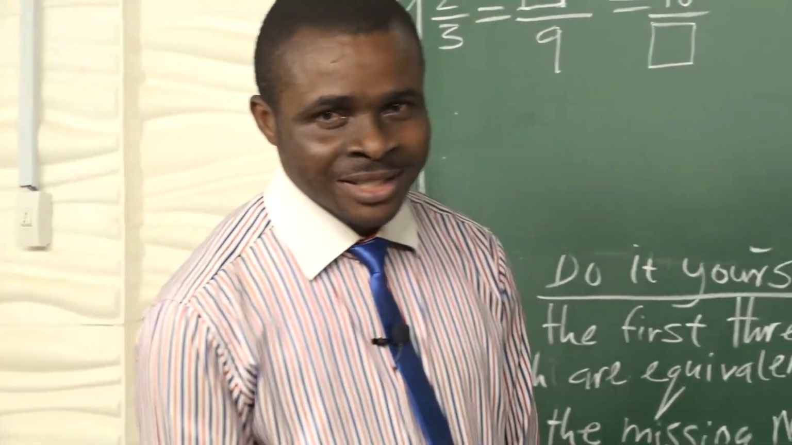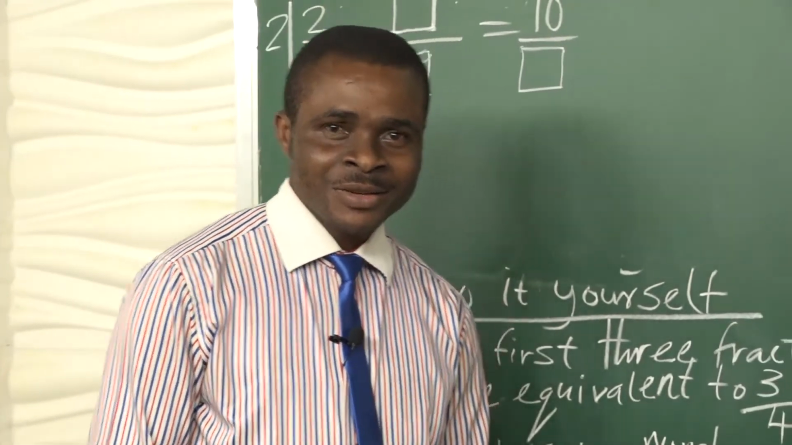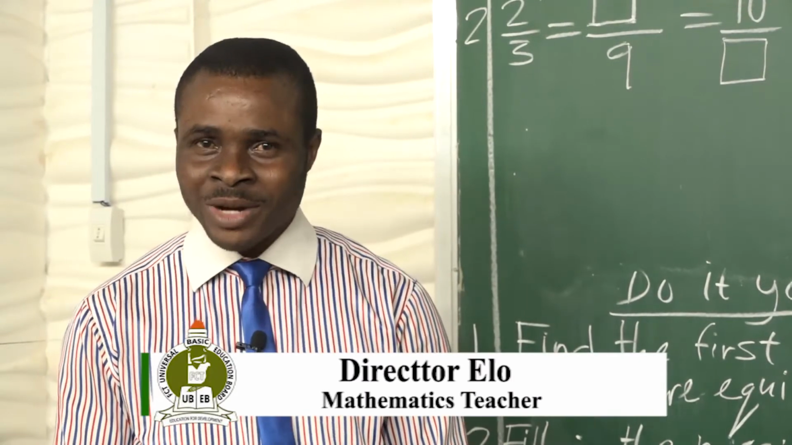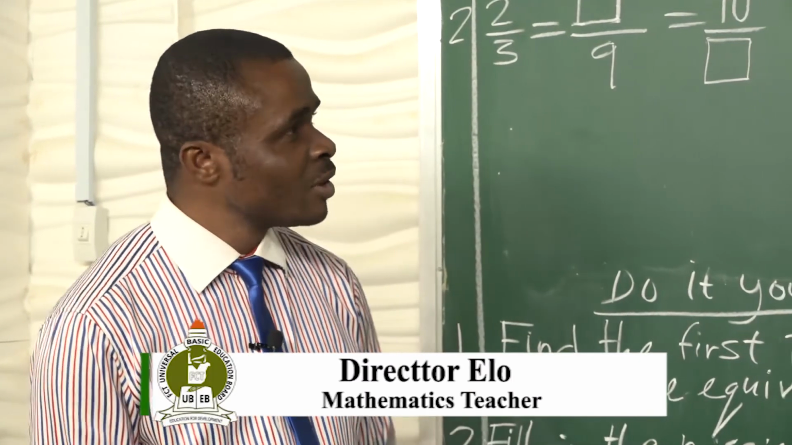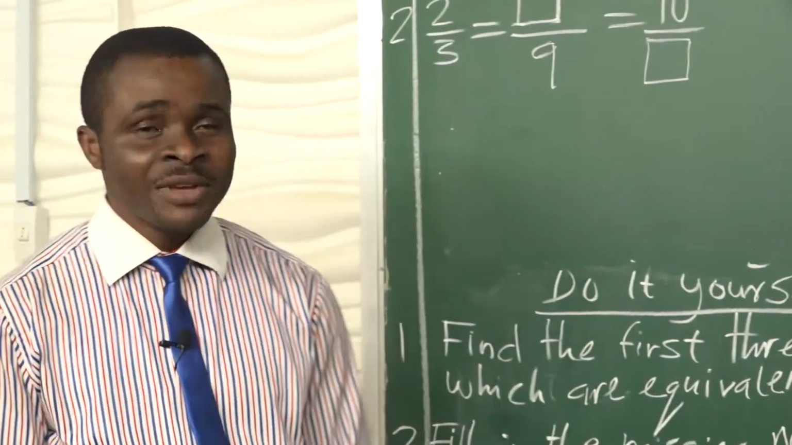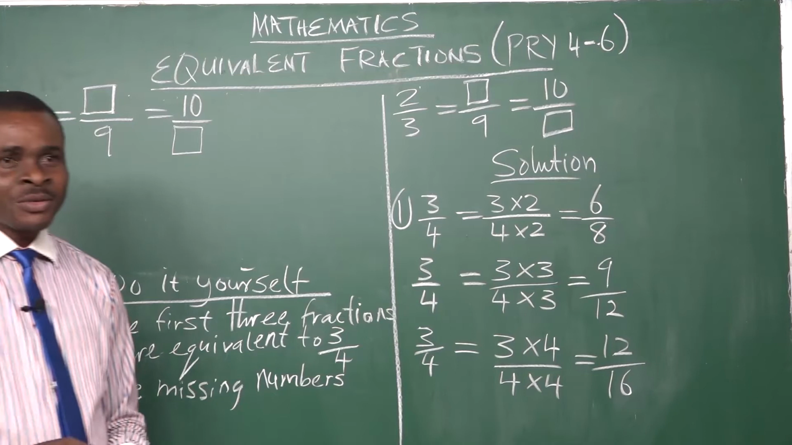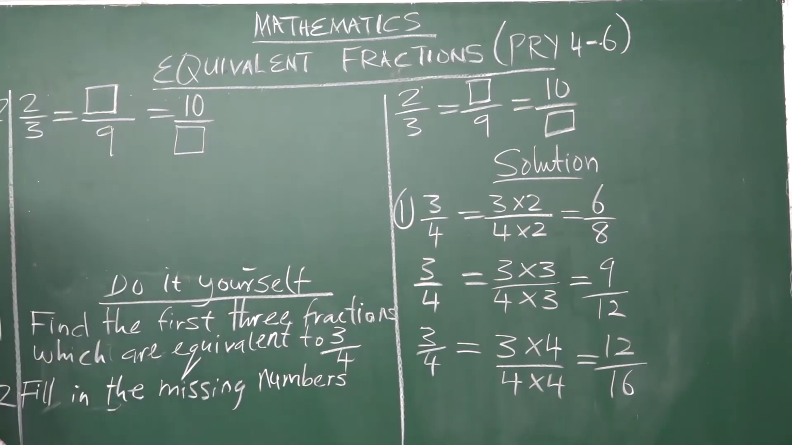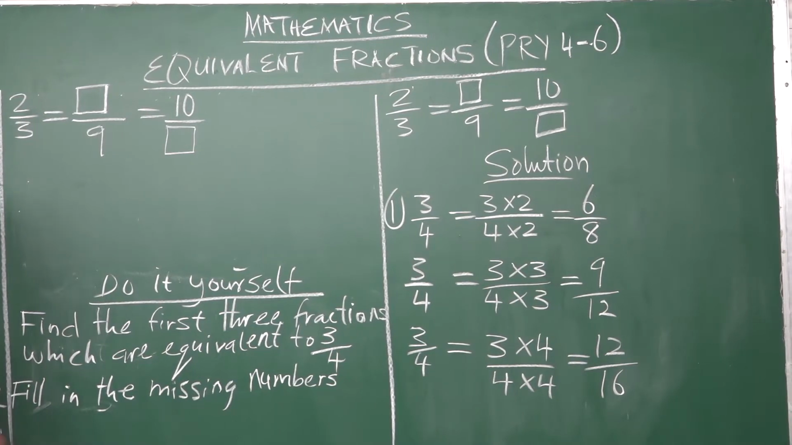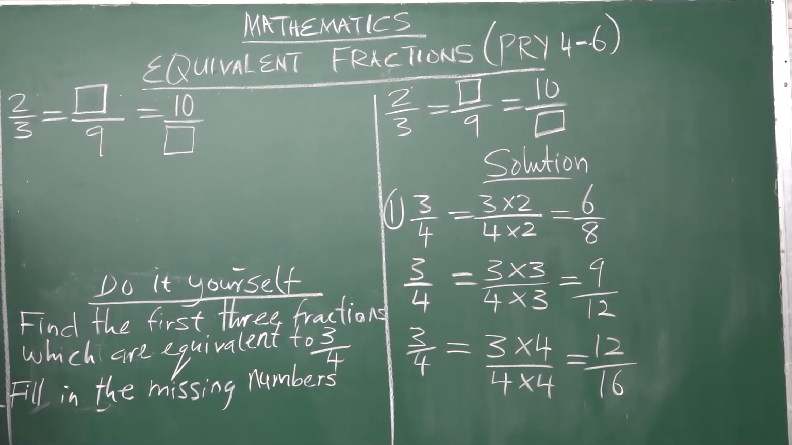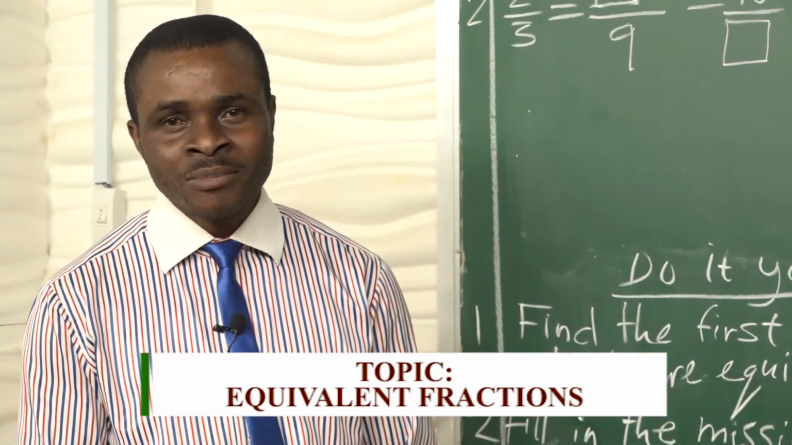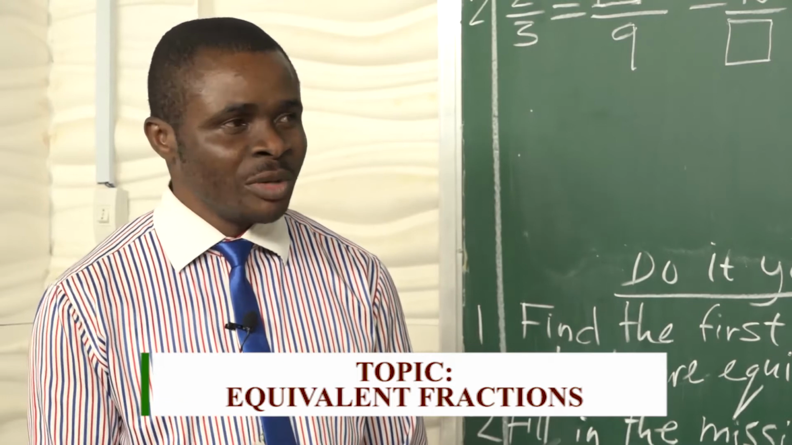Welcome back from the break. How was the exercise? Did you get the right answer? What was your answer? Can we do it together to confirm whether what you have is the right answer? Okay. Number 1, we have find the first 3 fractions which are equivalent to 3/4. The first 3 fractions which are equivalent to 3/4. How do you do that? You start by multiplying the fraction, both the numerator and the denominator, with the same number.